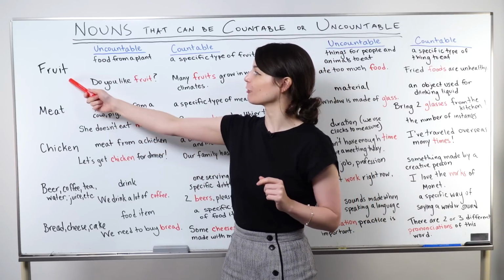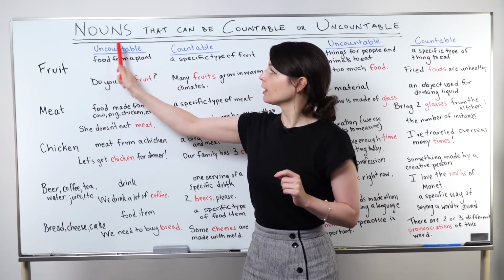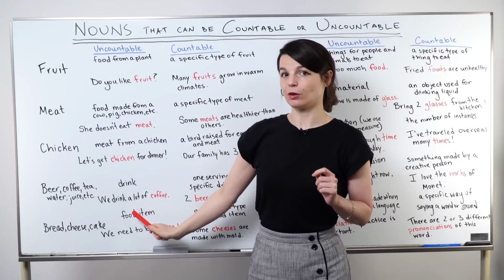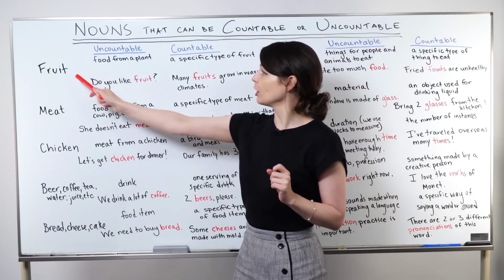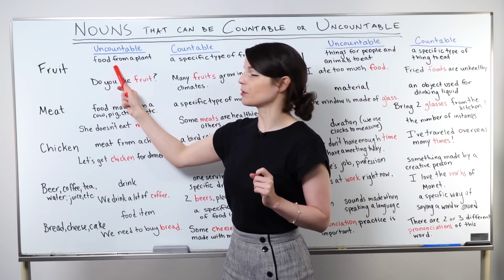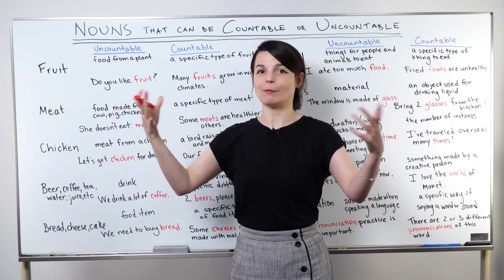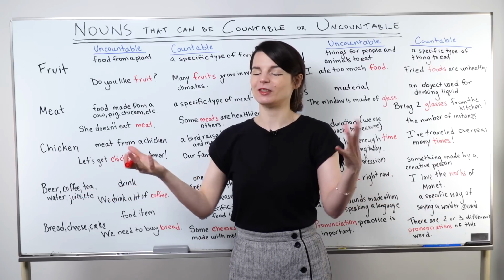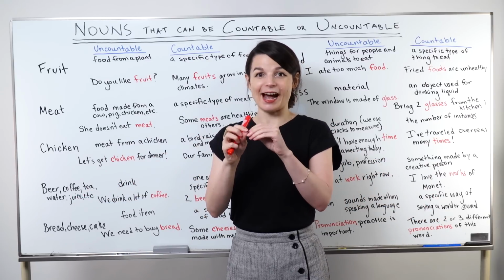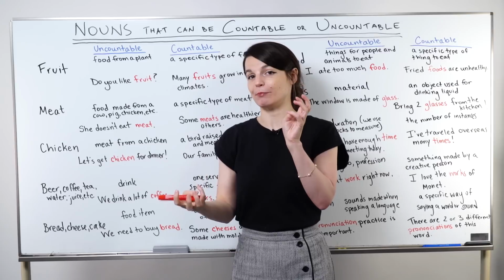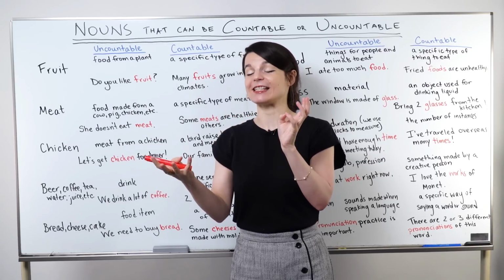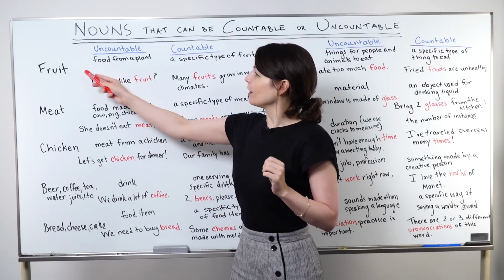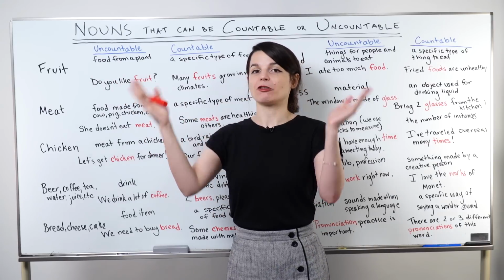Let's start with fruit. So let's look at the uncountable meaning first and then the countable meaning second. Fruit as an uncountable noun means food from a plant. So this is food usually with seeds inside, or food that comes from a seed of some kind, like the fruit is the seed of a plant. So this is generally known as fruit.